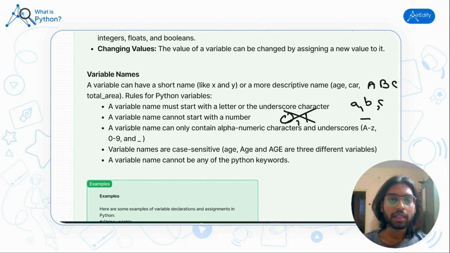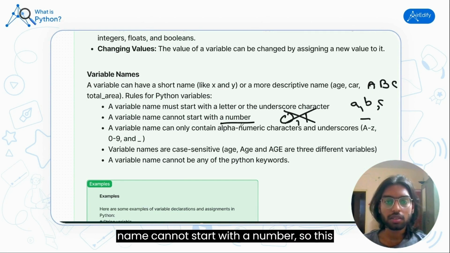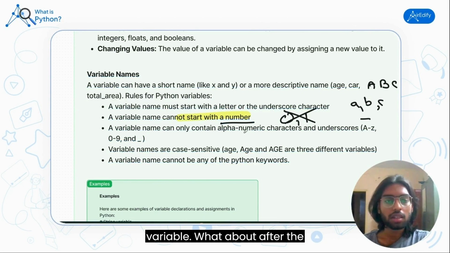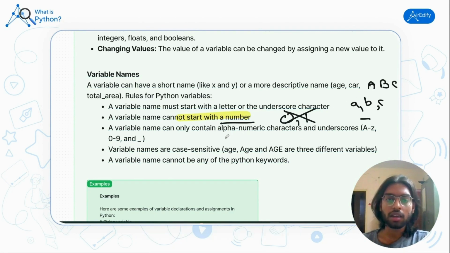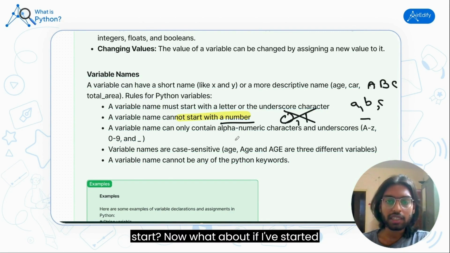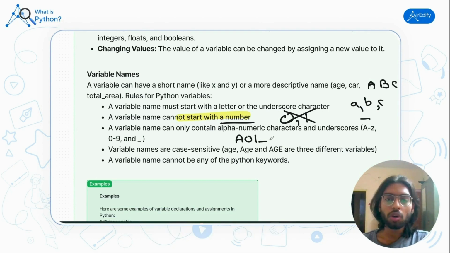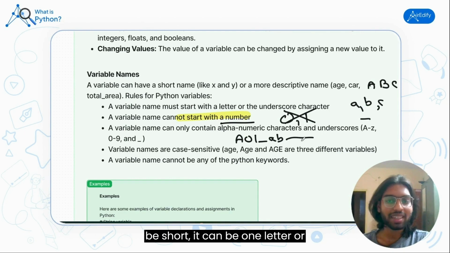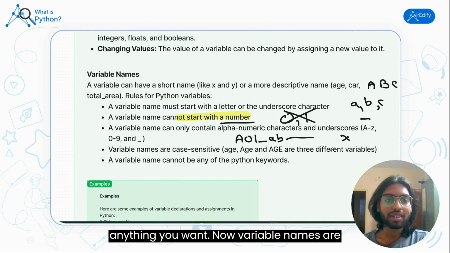A variable name cannot start with a number. So this one rule, it's important. You'll have to remember this while declaring a variable. What about after the start? Now, what about if I've started from capital A? Then it can contain numbers, it can contain underscore, it can contain more alphabets. It can be lengthy, it can be short, it can be one lettered, so anything you want.